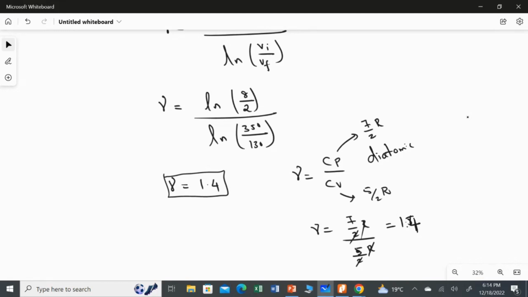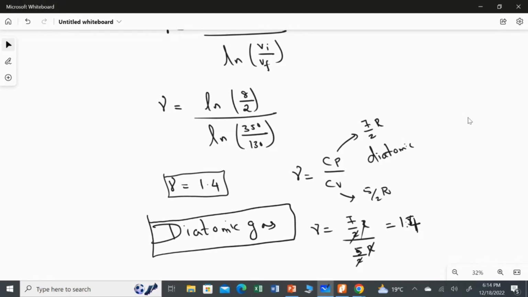So that means this gas is a diatomic gas. So what is the answer for the first question? The gas is diatomic, or it is a diatomic gas. So the answer for the first question is it is a diatomic gas. Clear?